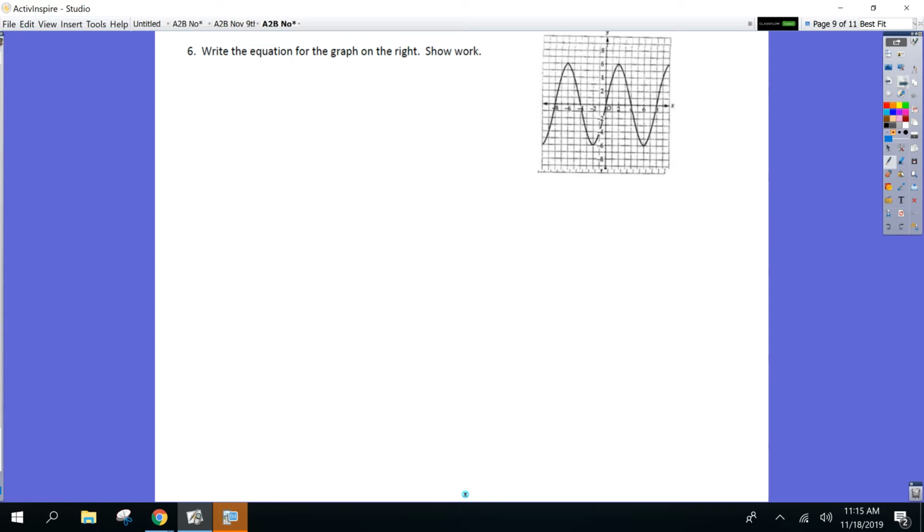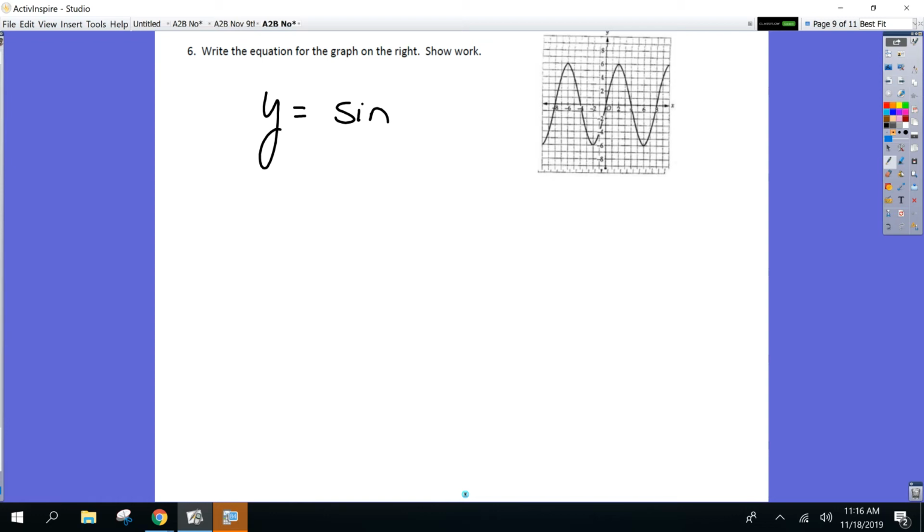Okay, write the equation. First thing we should determine is, is that a sine or a cosine curve? Where's it starting? So hopefully that solves everything. It's going to be a sine curve. Does it go up and down to the same numbers? Up and down to the same numbers.